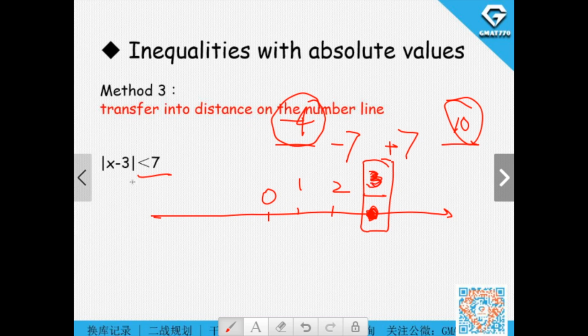And those points with a distance less than 7 are the points between negative 4 and positive 10. So these are the points we're looking for that have a distance less than 7 to point 3. In this way, we also get the range of x: negative 4 less than x less than 10. It's the same as we found in method 1. Compared to method 1, method 3 makes the absolute values more visual, so I highly recommend that you try this method when you solve these kinds of questions.